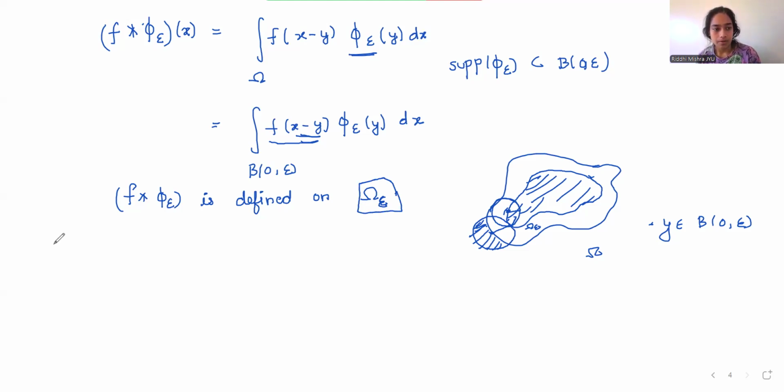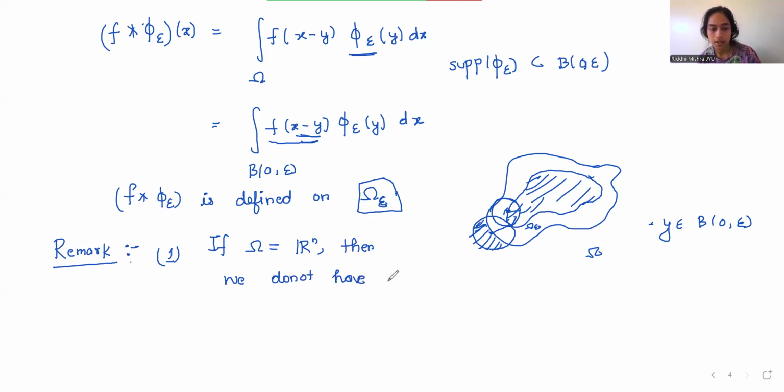So some remarks about this. The first one is, if my omega is Rn, then we don't have this problem, because then you are not worried about whether your ball can go outside the domain, because now your domain is the whole space.